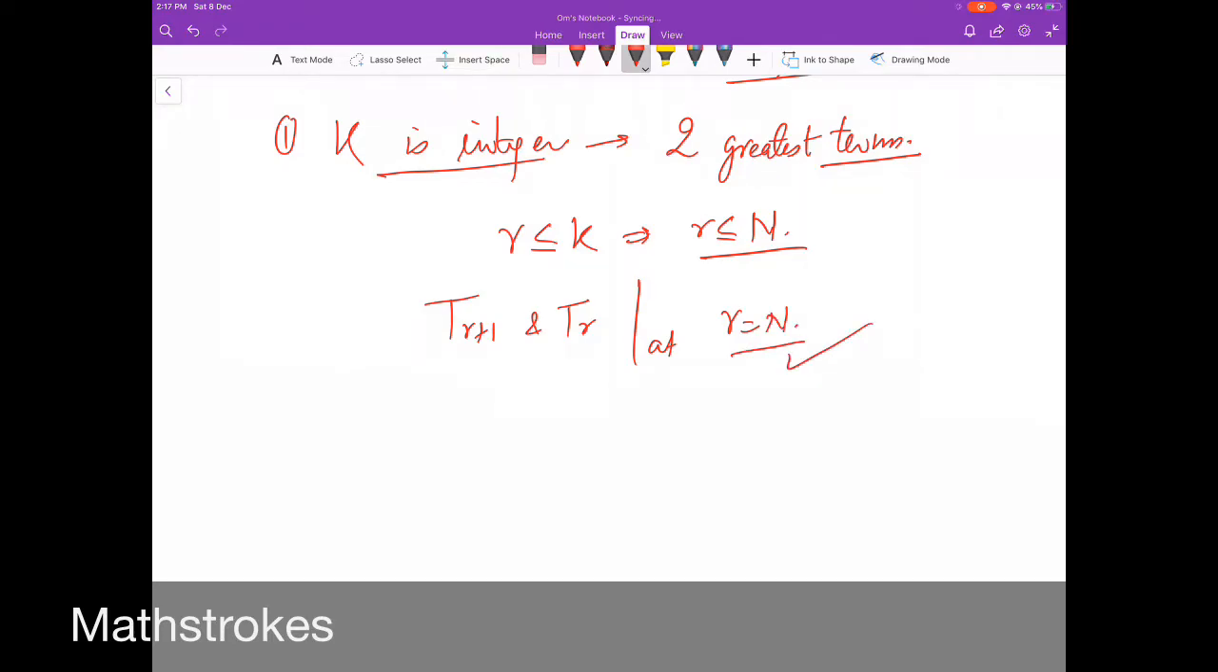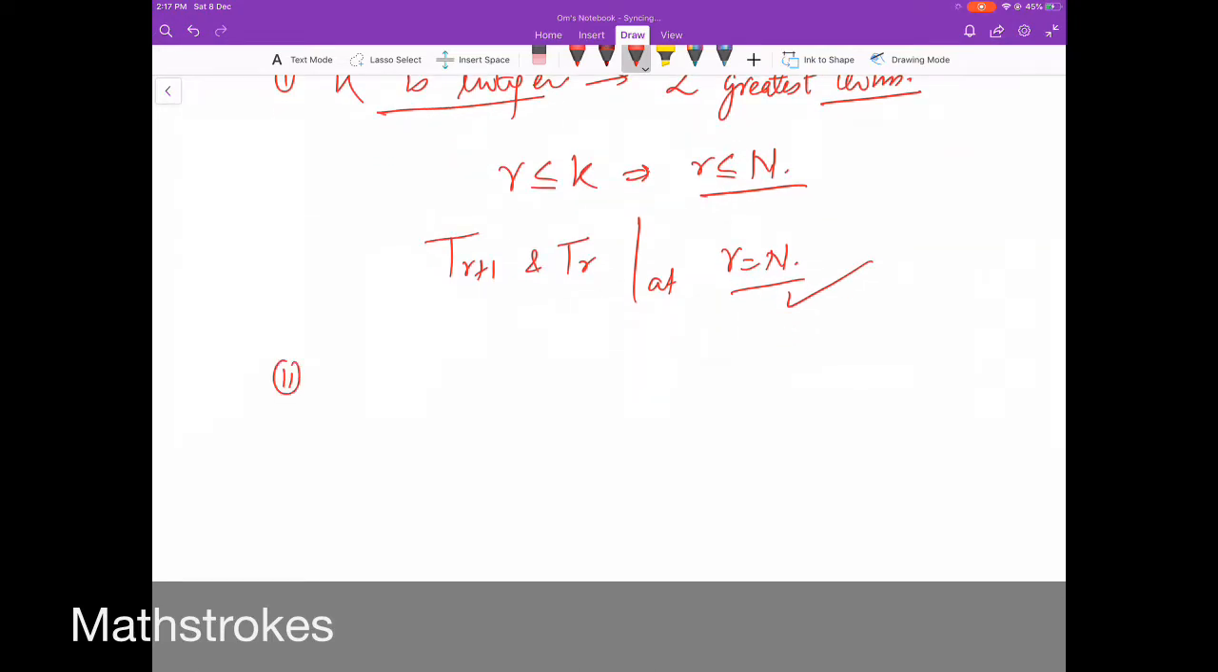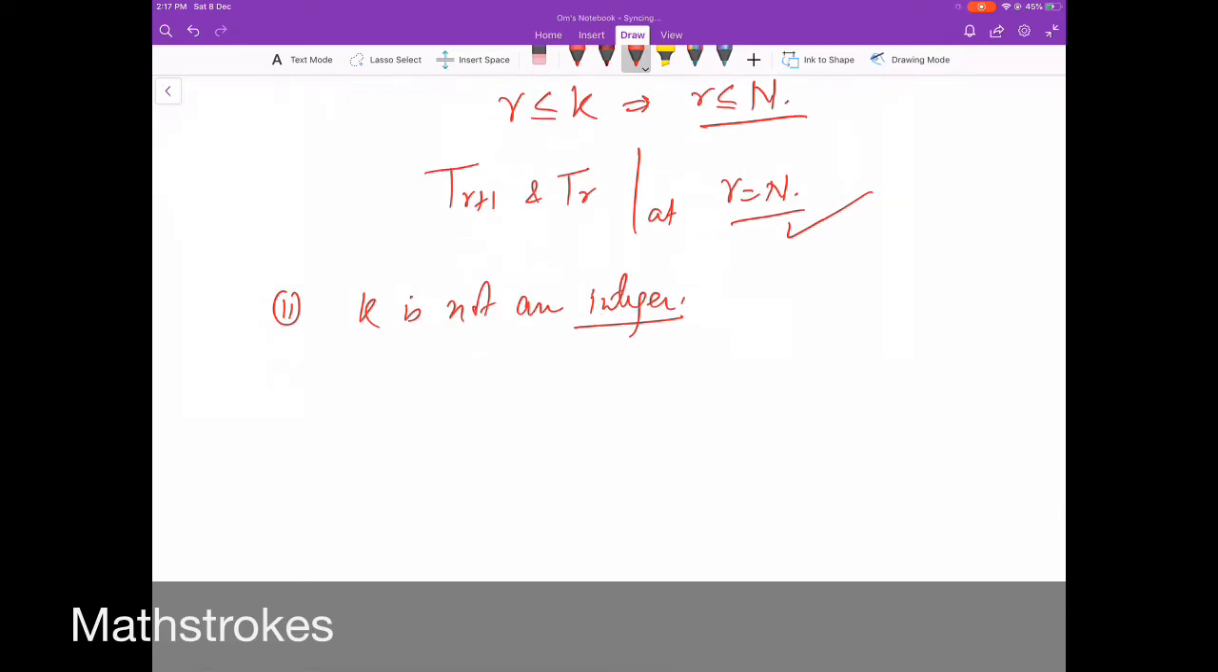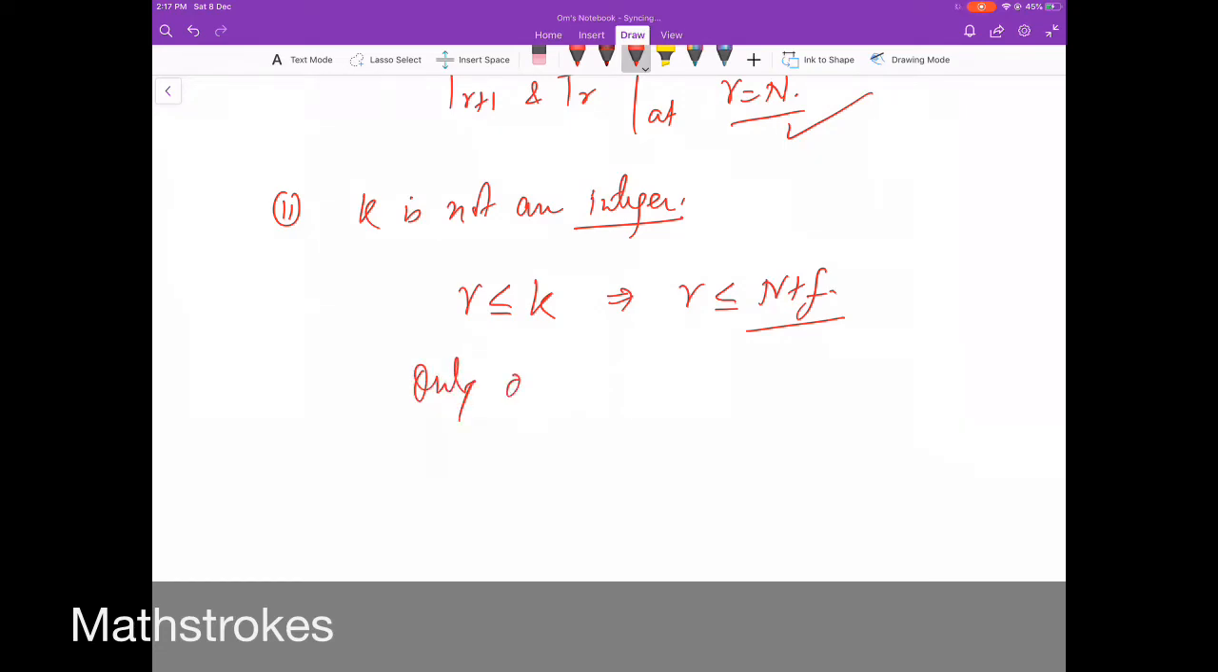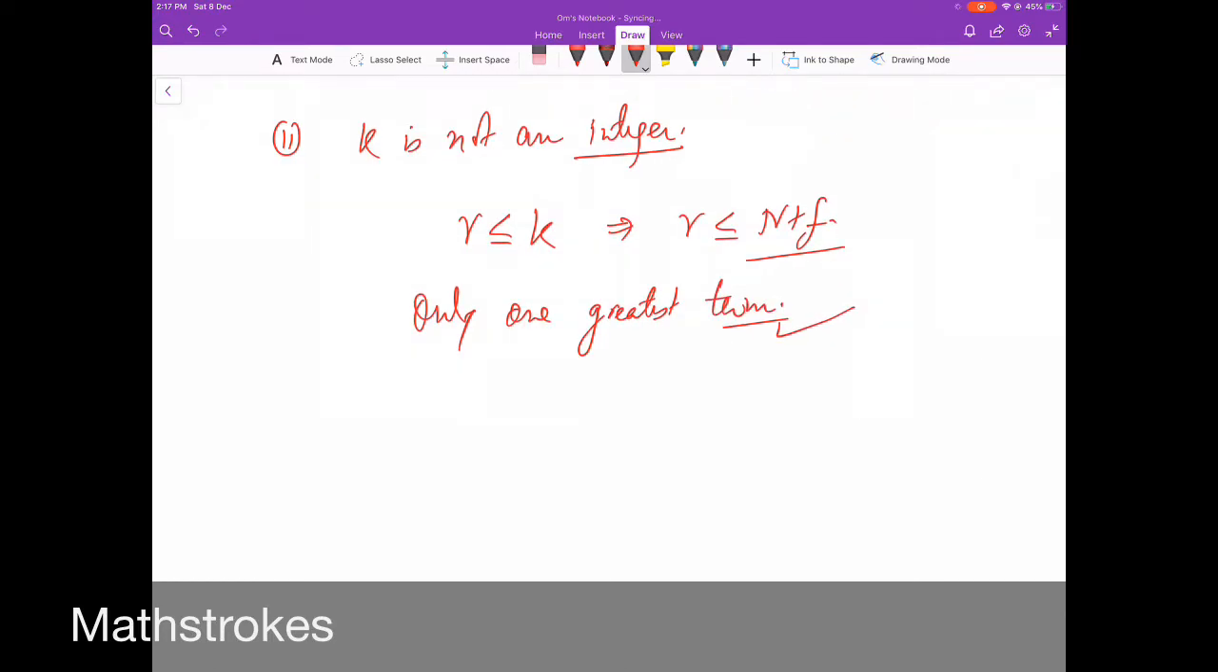Fine. These two will be the greatest terms. The next case is k is not an integer. In such a case, I will write k is less than or equal to r, or r is less than or equal to n plus f. In this case, only one greatest term will occur, and that will be t(r+1) at r is equal to n. Fine.